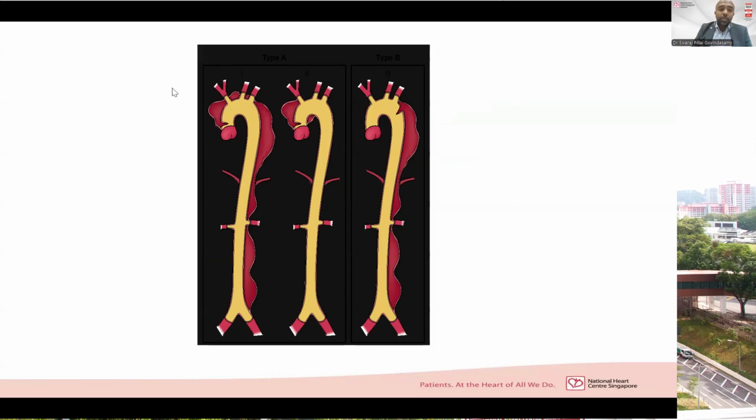So we like to use this common classification, the Stanford classification. The first two indicate type A, the next one indicates type B. Type A would mean emergent surgery. Type B would be a bit more conservative, with blood pressure control, but delayed intervention may be required.